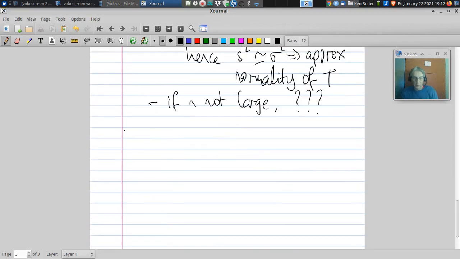Alright, so that's the one sample case. So let's think about two samples. I need some notation for this. Let me just write down the notation I had on my crib sheet. Let's suppose we have the first sample, we'll call them x1 up to xn1, and they are normal mu1, sigma 1 squared.